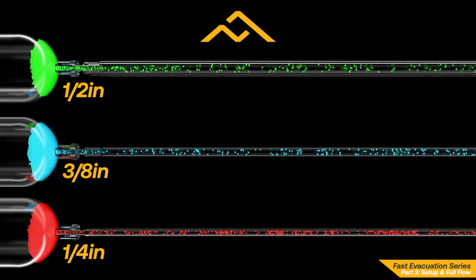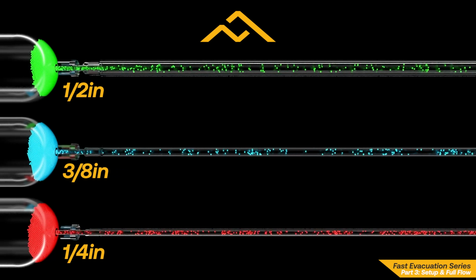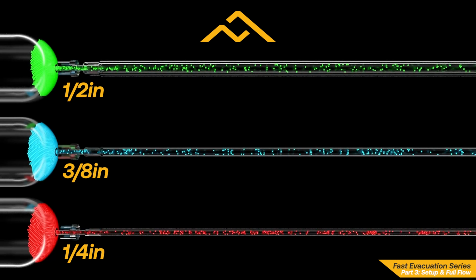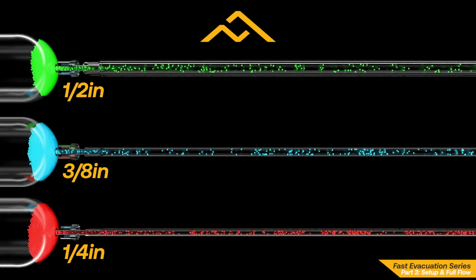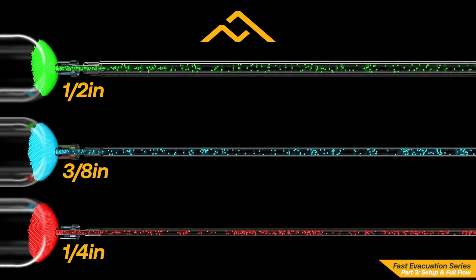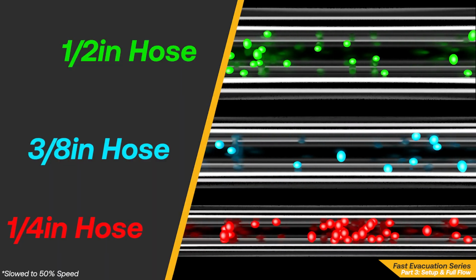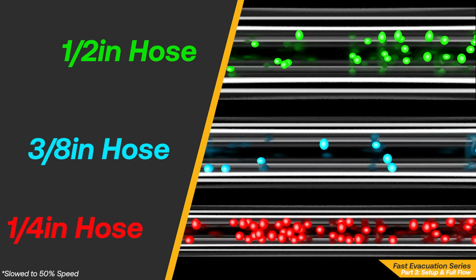Although it's impossible to remove all the friction from a full flow setup, even with 1/2-inch hoses, reducing the number of friction points and increasing the space available for the molecules to flow is the best path to fast evacuation. Here is a direct comparison of 3 different sized hoses commonly used by technicians.